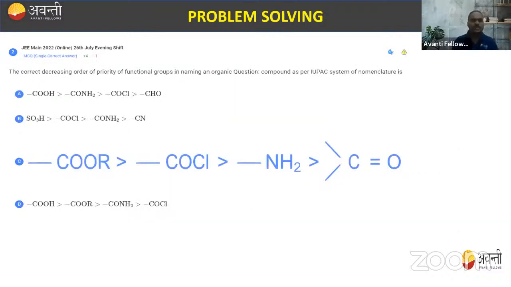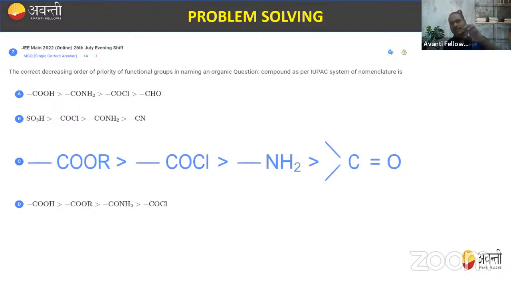Now the next question is about the correct order of priority of functional groups in organic compounds as per the IUPAC system of nomenclature. You have to arrange them in the correct decreasing order of priority of the group. This is also a very, very important question, because while naming, which group gets the preference? Only with the preference order do we know which one behaves as a functional group and which one behaves as a substituent.